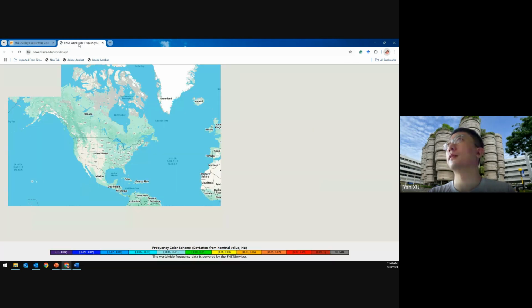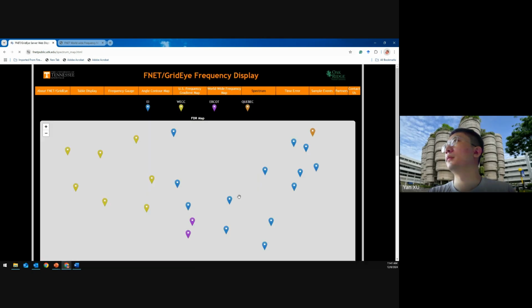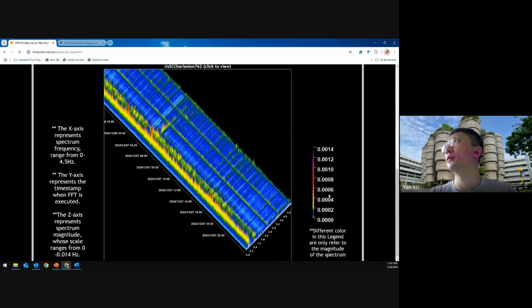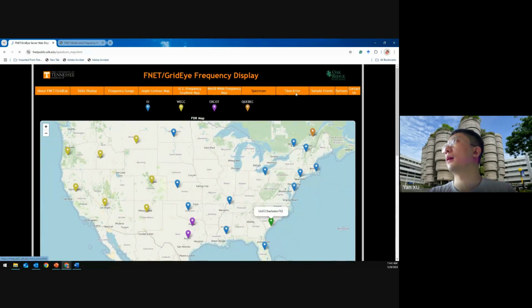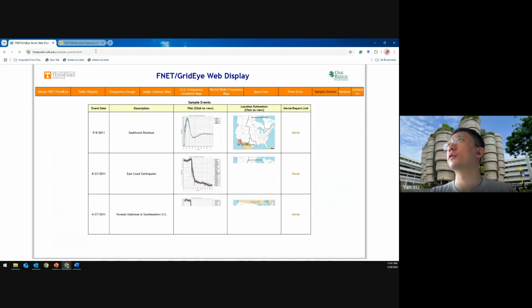Let's give it a few seconds to show the spectrum. Okay, so this is to show the estimation accuracy, time error, and the sample events. Later I will show sample events to you.